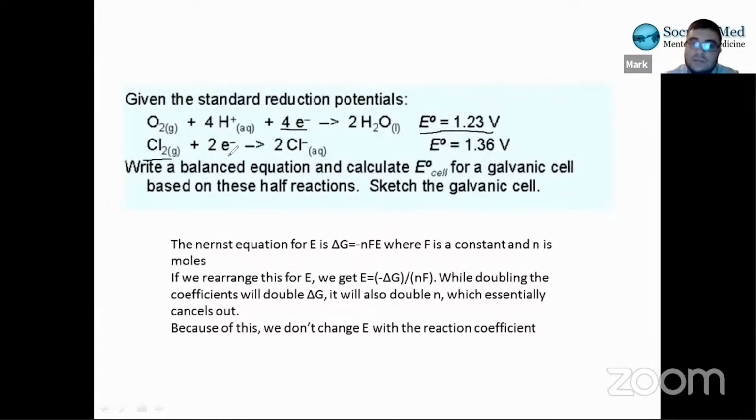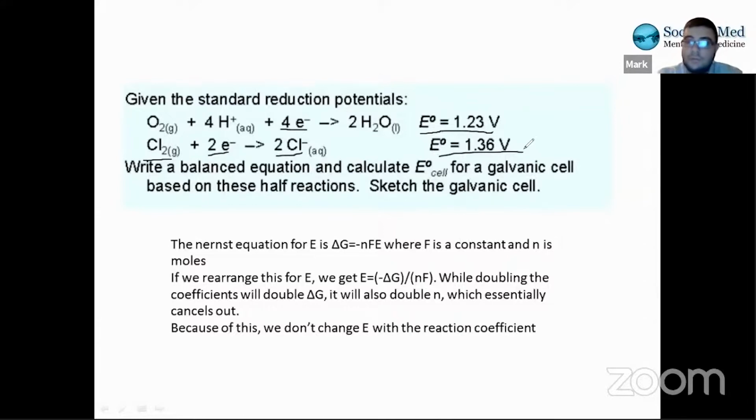Then you have the Cl2 again, so it's again a reduction. It goes to Cl minus, and you're producing this voltage, right? But we know that for a galvanic cell, we have to have both a reduction and an oxidation reaction. We can't just have 2 reduction reactions, right? So how would we make this galvanic cell if we were to?